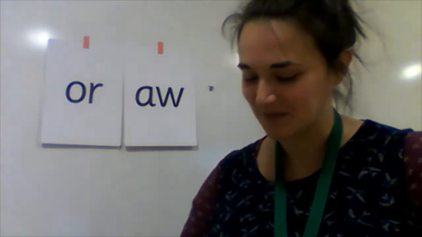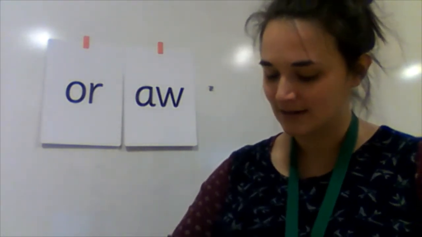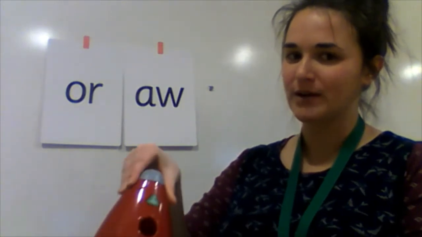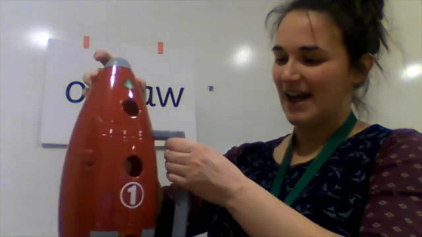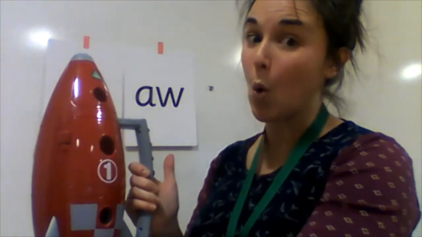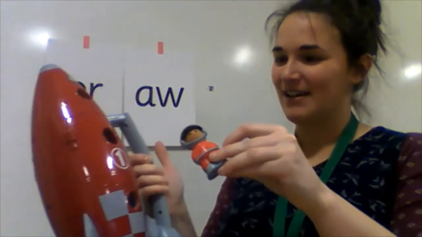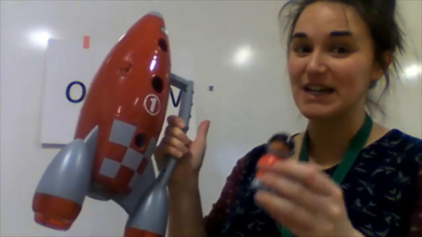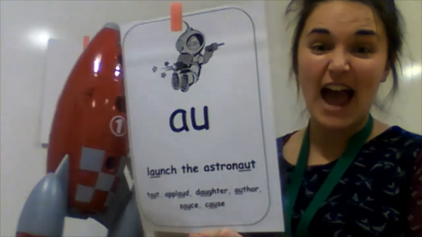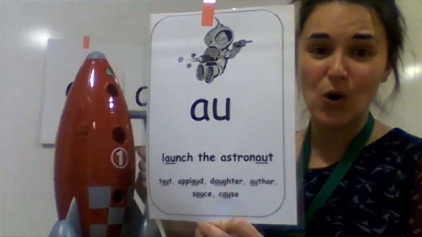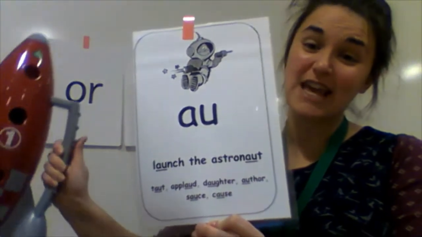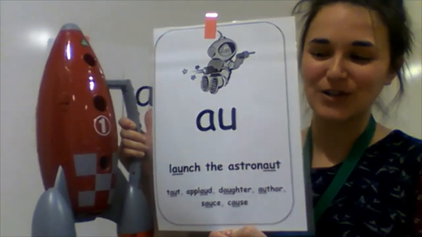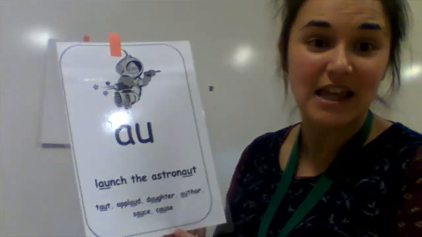Here we go. I need a rocket. That might give you a clue. And I need an astronaut. And the sound is or because it's for launch the astronaut. Or, launch the astronaut. Get your finger at the ready and we're going to write our new way of making the or sound in the air. Have you got it?